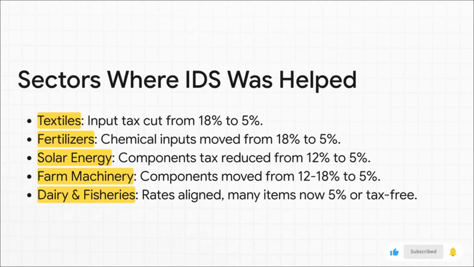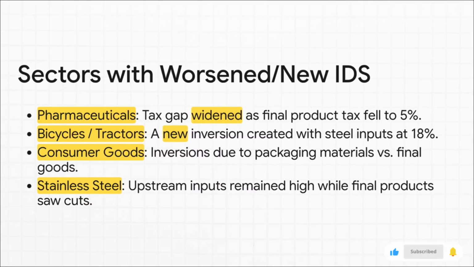All right, here's your quick list of the success stories. The sectors where IDS was fixed. We have textiles with the input tax cut from 18 down to 5. Fertilizers and agriculture where key chemical inputs got the same treatment. Solar energy, farm machinery, dairy, fisheries, electronics. You see the pattern, right? In every case, the solution was to bring the input tax down to match the output tax. That's the key.